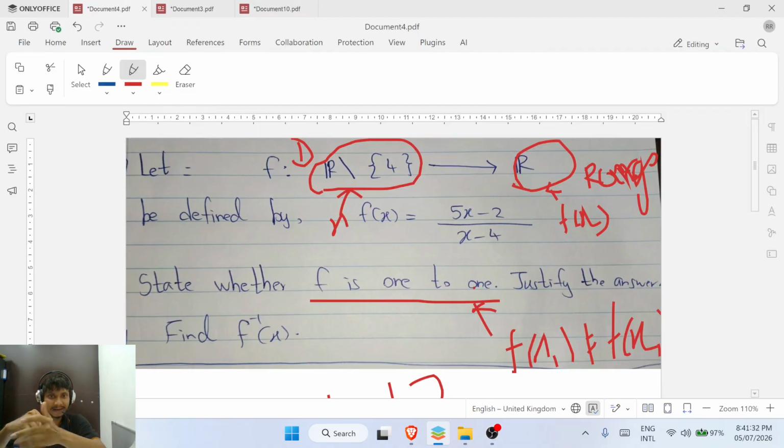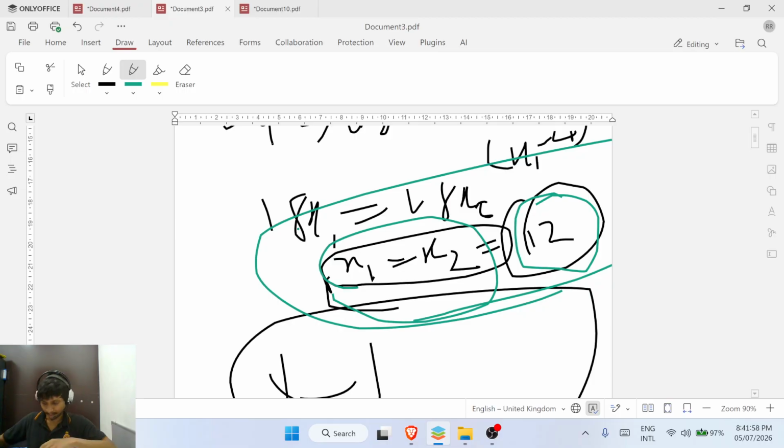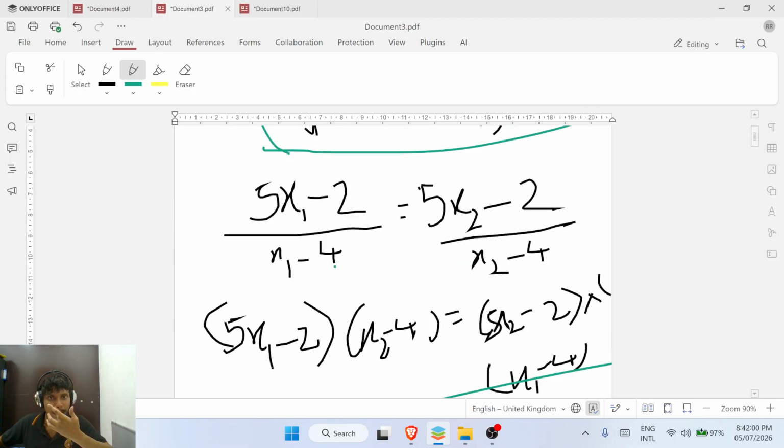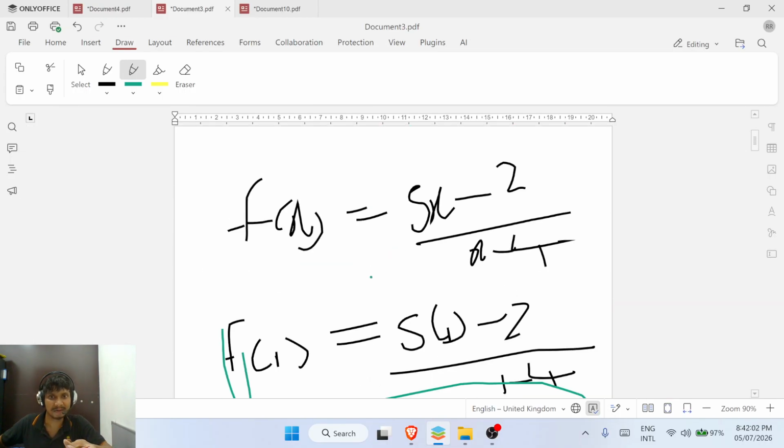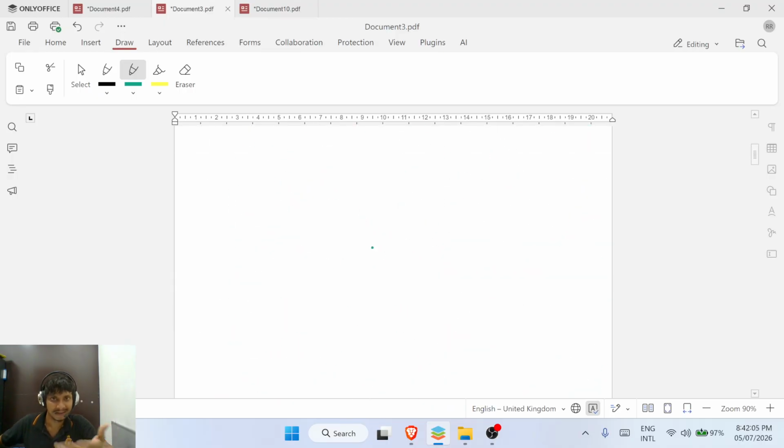In advanced level, not only in first year, I also faced many problems with this question. Now it's very simple. If you understand, you can quickly answer any question. Now we have proved that f is one-to-one with justification. We have proved that it is a one-to-one function, and now we have justified it with the graph.